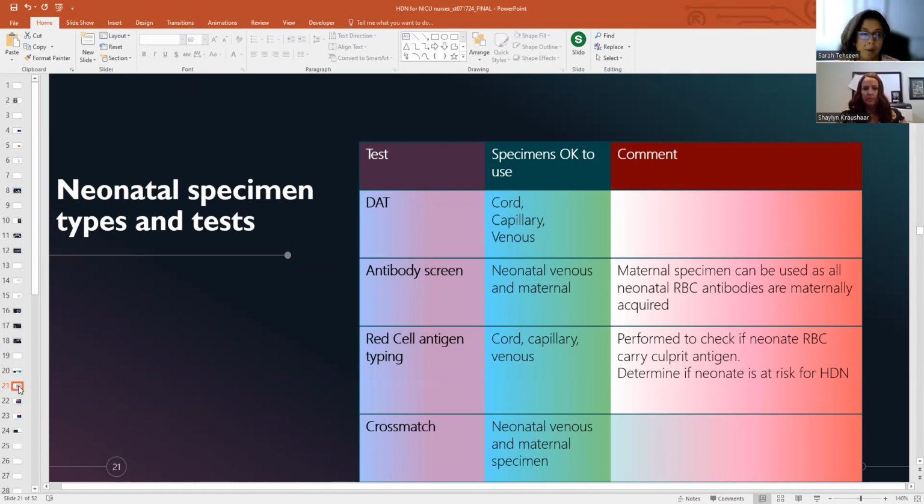When is it done? If mom has formed an antibody, let's say an anti-Kell, and through the pregnancy she does not require any transfusions, and we did not determine the baby's type, then when the baby is born, we type the cord and we see if that is antigen positive or not. If it is antigen positive, that is the only point when the baby will be at risk for HDFN, and otherwise it will not. Cross-match also requires either a neonatal venous specimen or the maternal specimen to allow for issuing safe and compatible units.